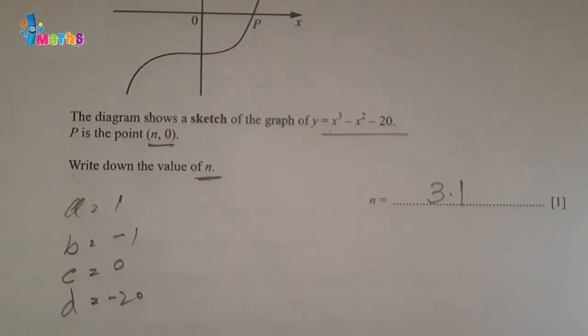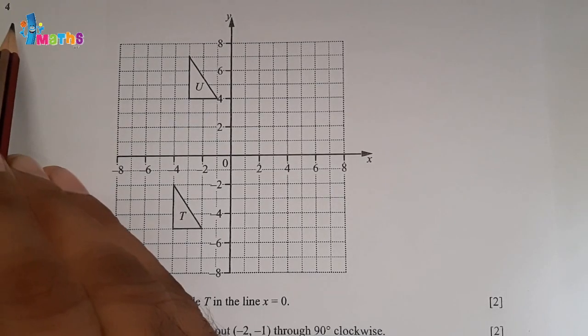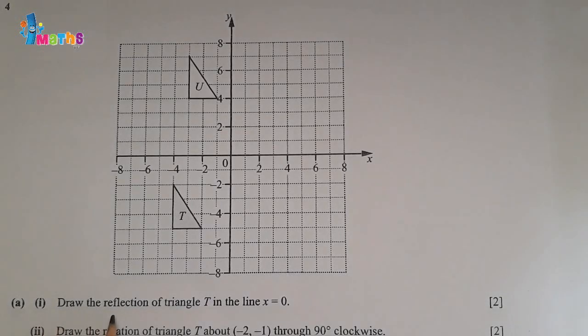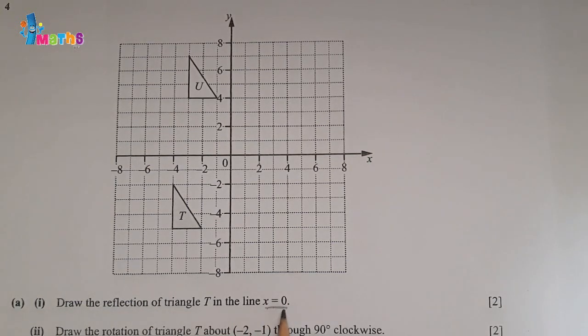So mode 5 and then 4, and you will be inserting the values, and you will get n is equal to 3.1. Question number 4, draw the reflection of triangle T in the line x is equal to 0.